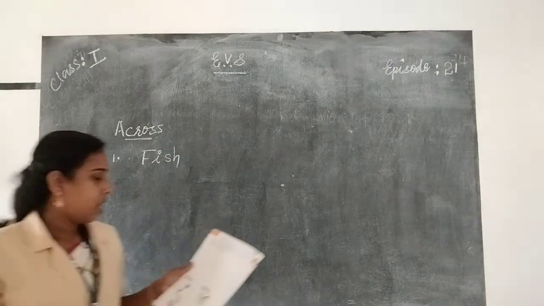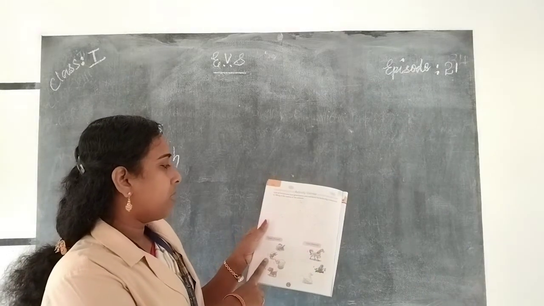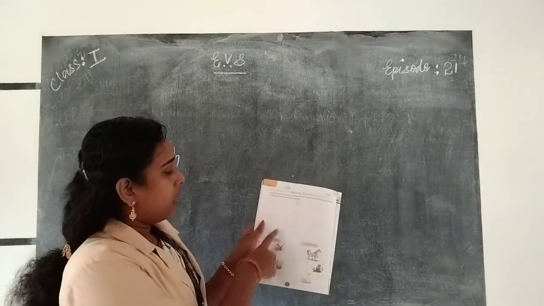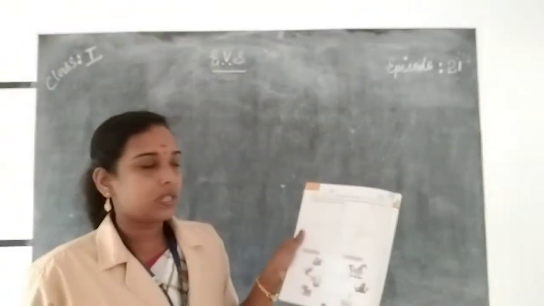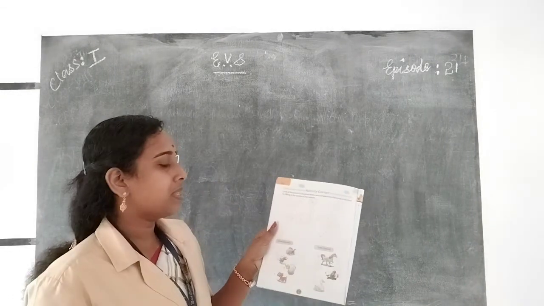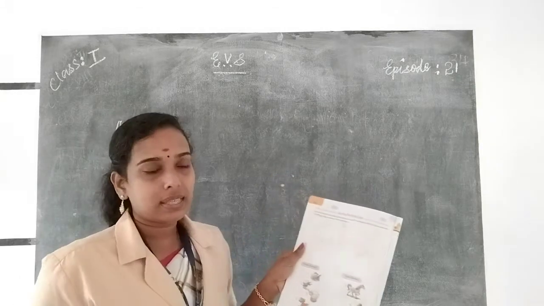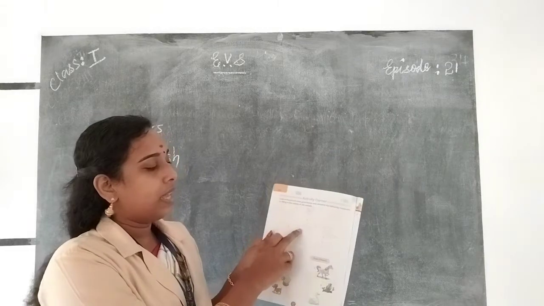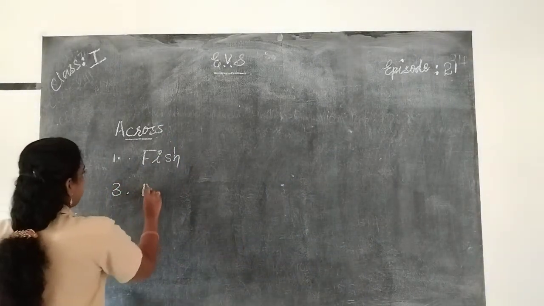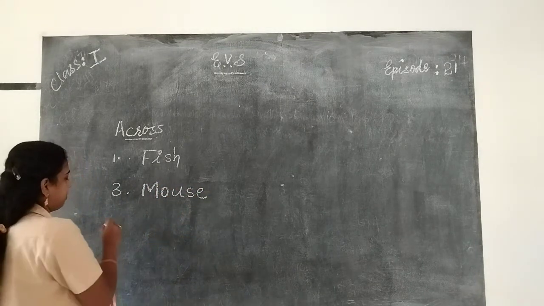F-I-S-H. Fish. And next is number 3 in across. This picture shows a mouse. Here M, U, E are the given letters, and the missing letters are O and S. So you write the spelling of mouse in the given boxes. M, O, U, S, E. Mouse.